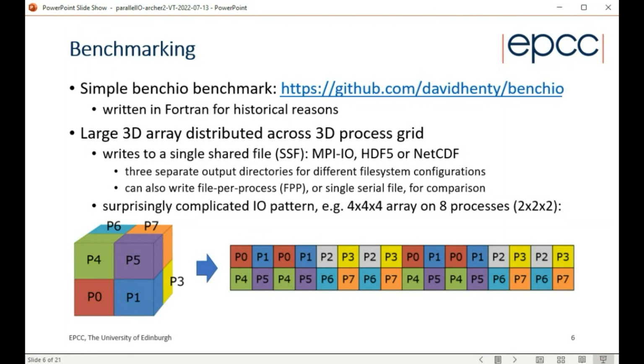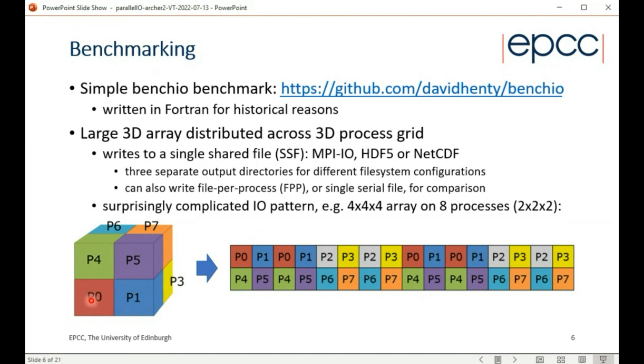Now, this produces a surprisingly complicated I/O pattern. Here's an incredibly simple distribution of data. We have a 4x4x4 array on 8 processes in a 2x2x2 grid. So each process, number 0 to 7, has a 2x2x2 grid. But remember, this is written out in the order in serial, and we can argue about it, but imagine that the fastest moving index is this direction. And the data goes 0, 1, 0, 1, and then it goes back 2, 3, 2.